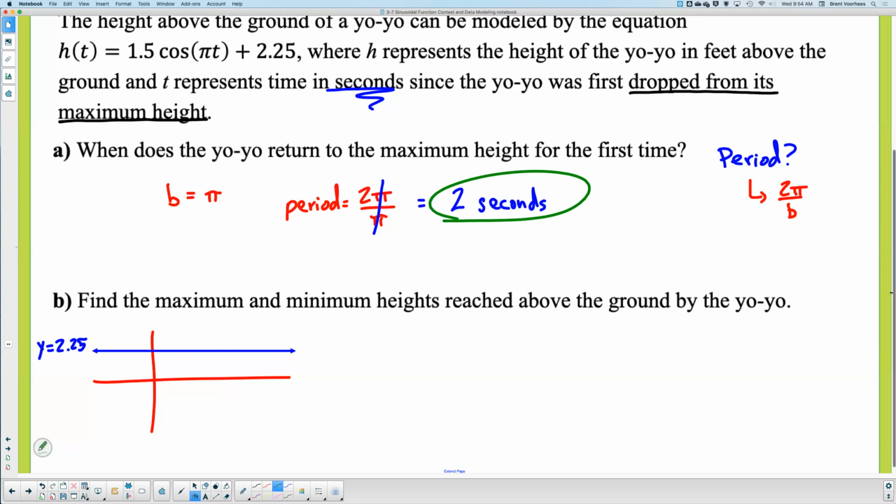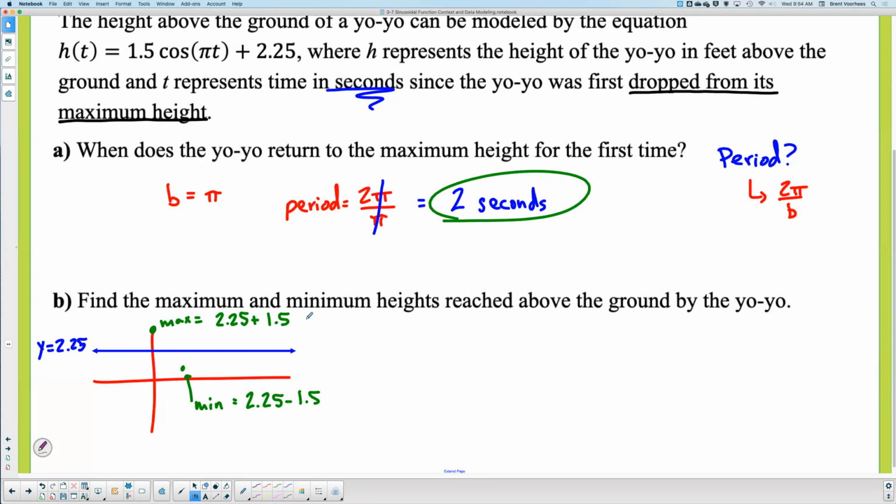The amplitude, very good. We add the amplitude and we subtract the amplitude. What is our amplitude on this problem? The max will be the midline, which is 2.25, plus the amplitude of 1.5. And then how would I find the minimum? The minimum would equal 2.25 minus the amplitude.